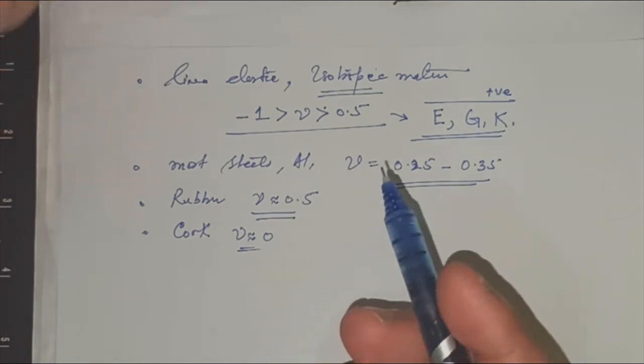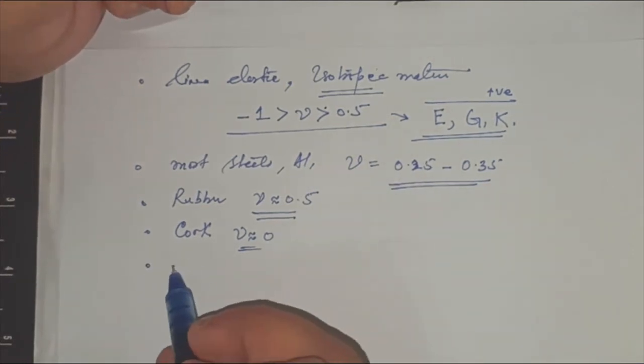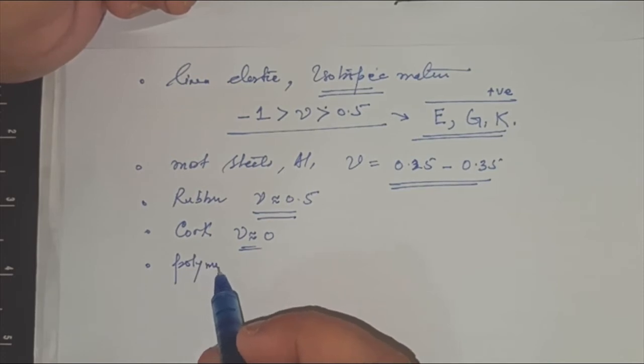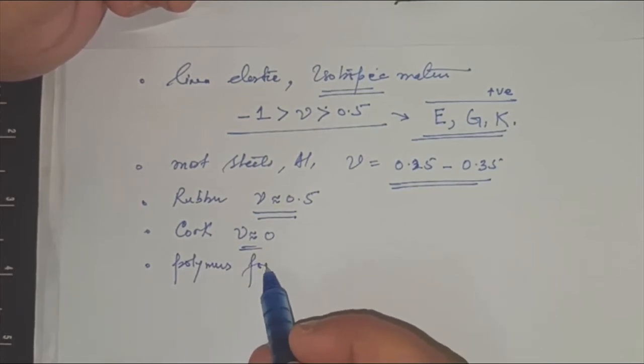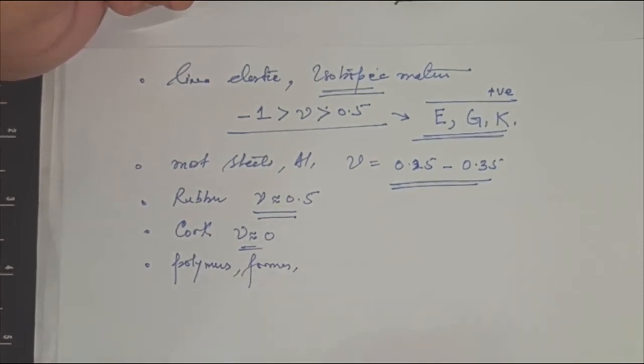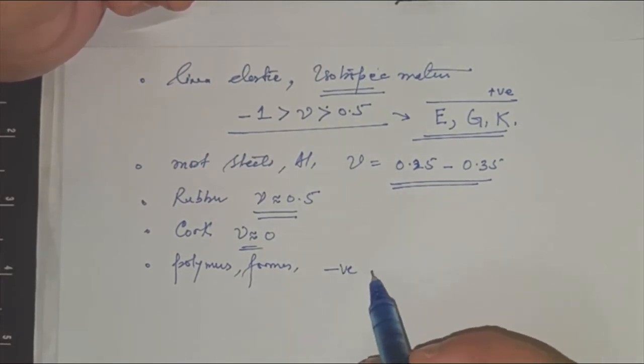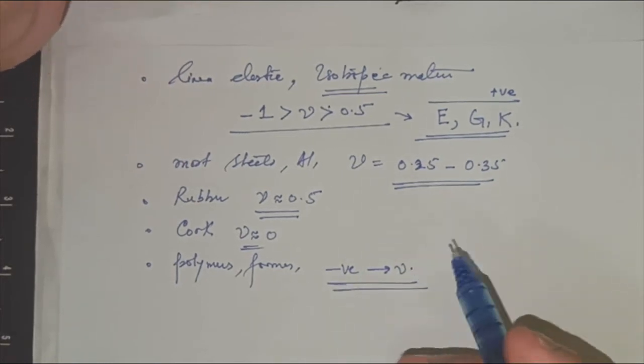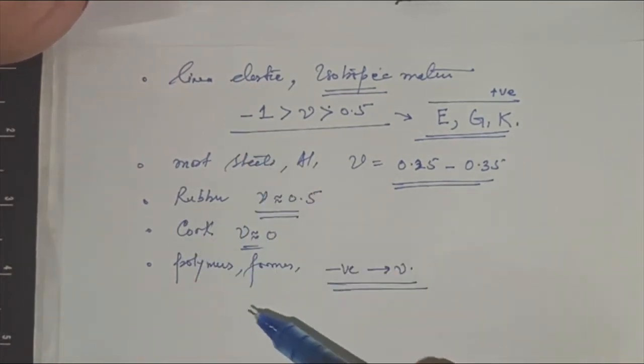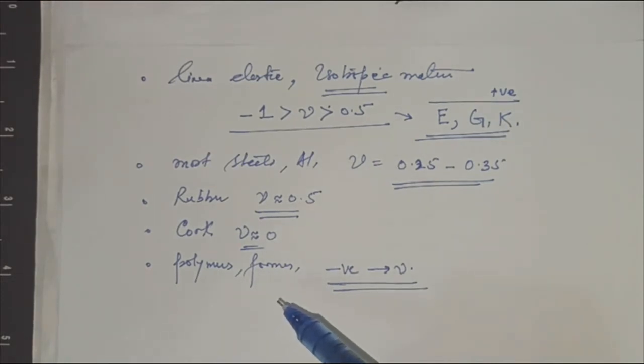And there are some polymers also. Some polymers, foams like in beds, they exhibit negative Poisson's ratio. They exhibit negative nu in most of the cases. So there is a lot of study that may be done further towards it.